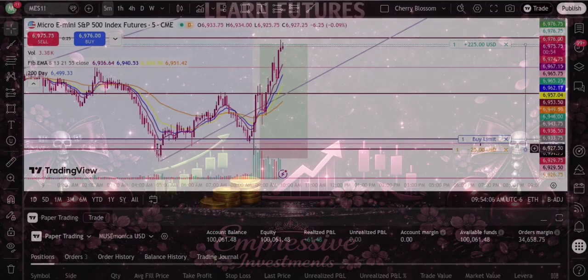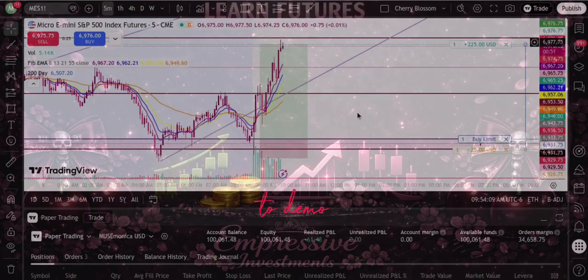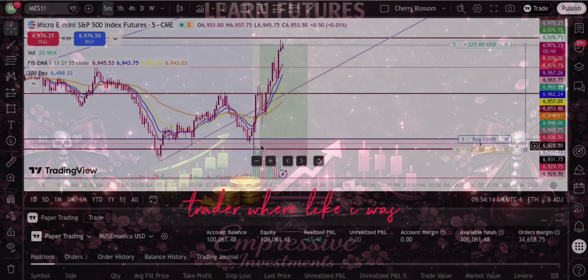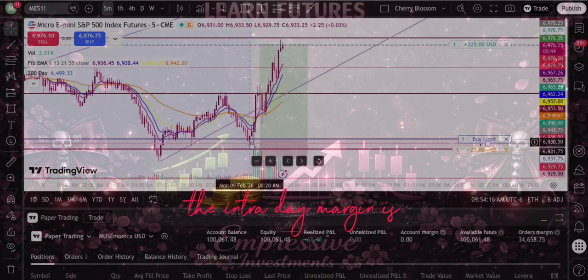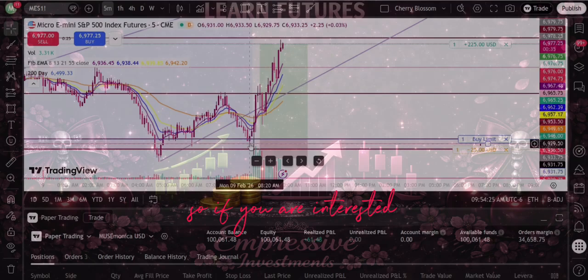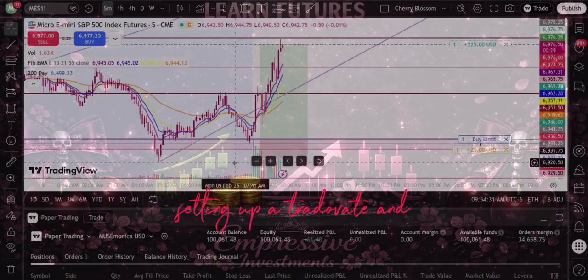All right. There is also the option to demo trade on Tradovate or NinjaTrader, where, like I was saying, the intraday margin is a lot cheaper than TradingView's. So if you are interested in a demo account and demo trading, we can look into setting up a Tradovate and NinjaTrader account next.